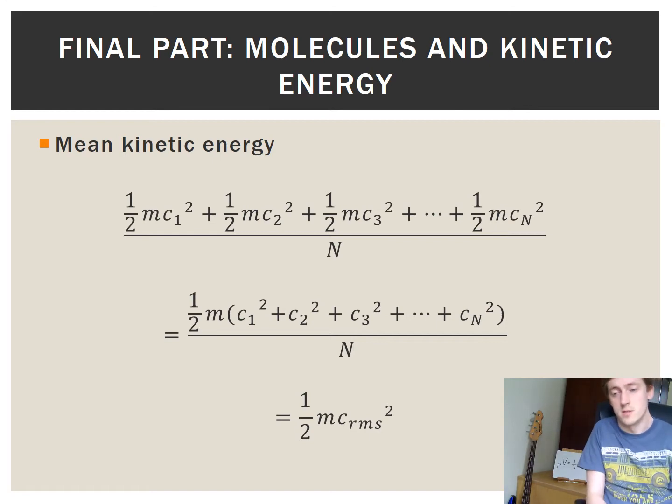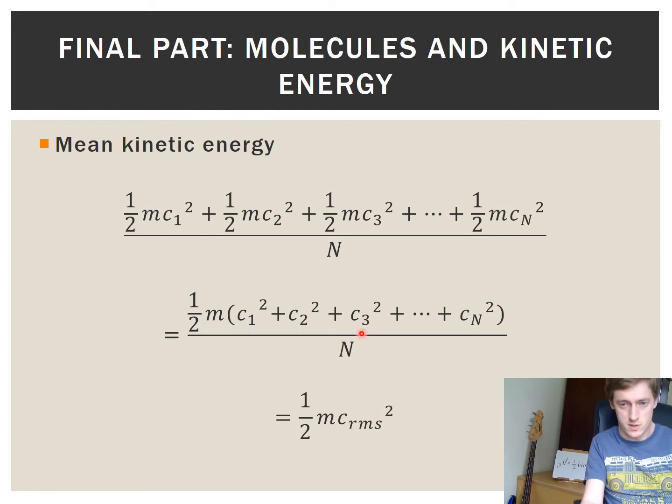The last bit we need to do isn't strictly related to deriving specifically that kinetic theory equation, so it's probably not as relevant, but we're going to do it anyway because it's fun. Mean kinetic energy. Mean kinetic energy is going to be if you take the kinetic energy of each particle, add them together and divide by the number of particles. So this one here is half m c1 squared, that's the kinetic energy of the first particle. That's the kinetic energy of the second, that's the kinetic energy of the third, that's the kinetic energy of the nth. Divided by n, that will give you the mean.